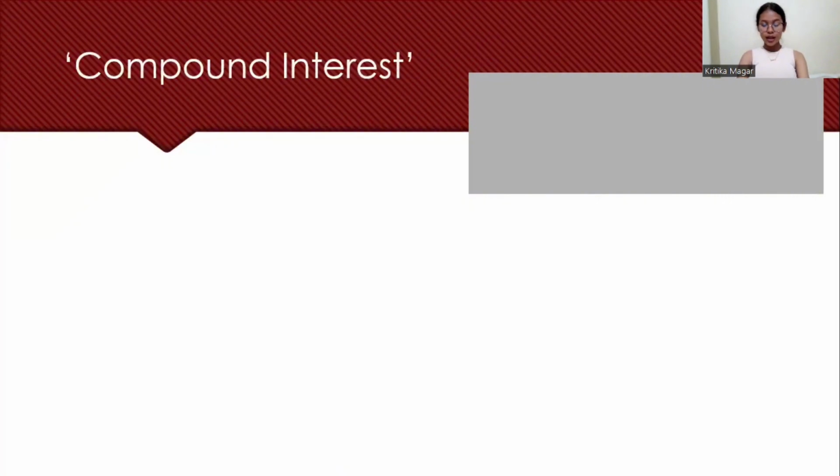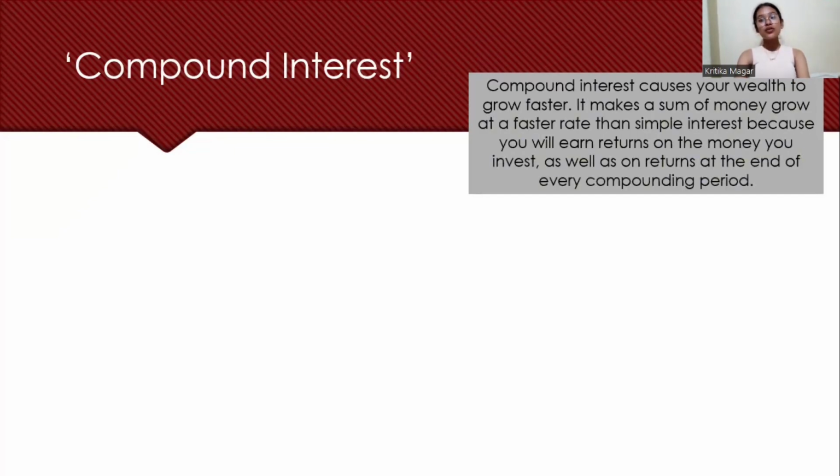Compound interest. Before moving up to our next question, let us introduce what compound interest is at first. Compound interest causes your wealth to grow faster. It makes a sum of money grow at a faster rate than simple interest because you will earn a return on the money you invest, as well as on the returns at the end of every compounding period. It means that compound interest is more beneficial than simple interest.